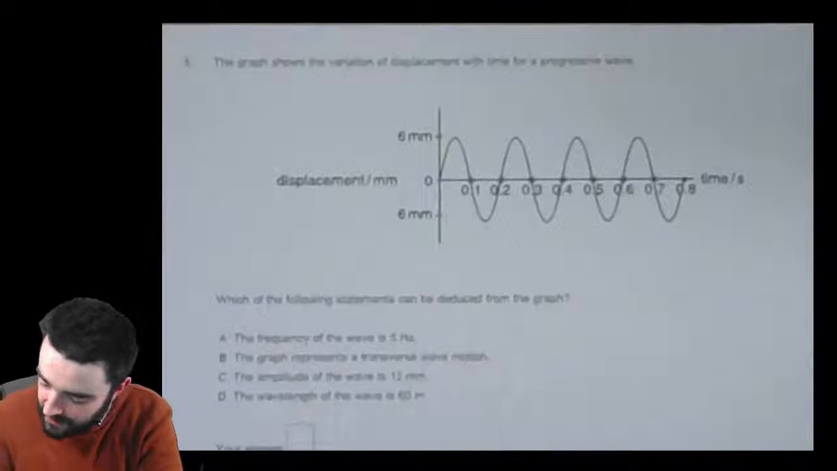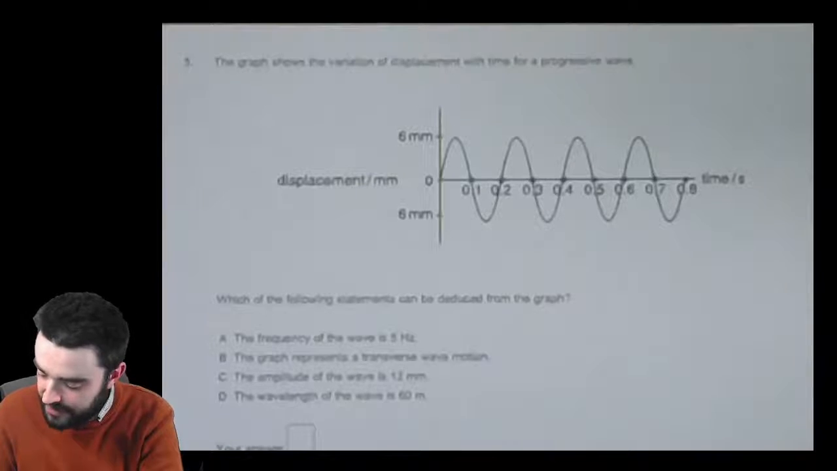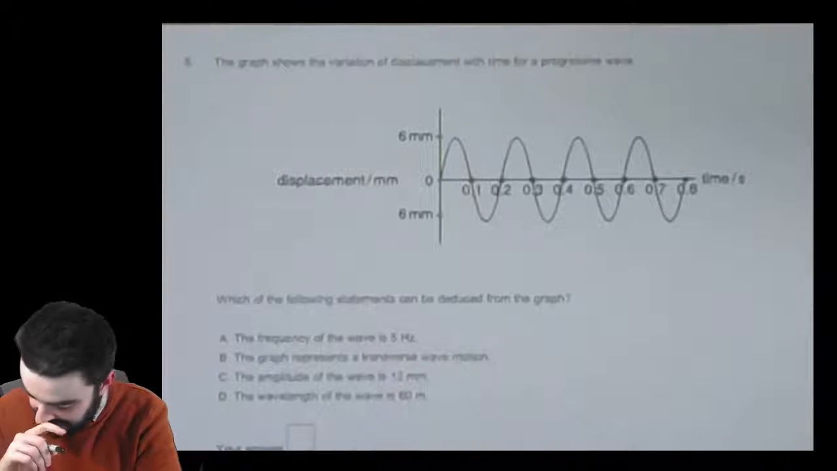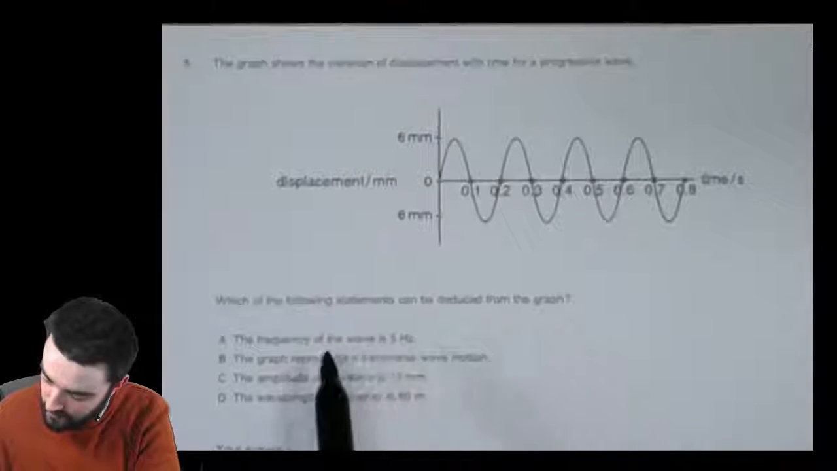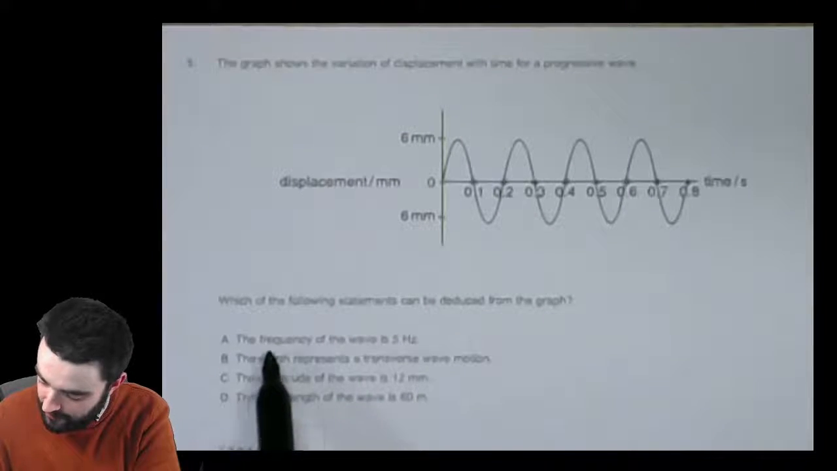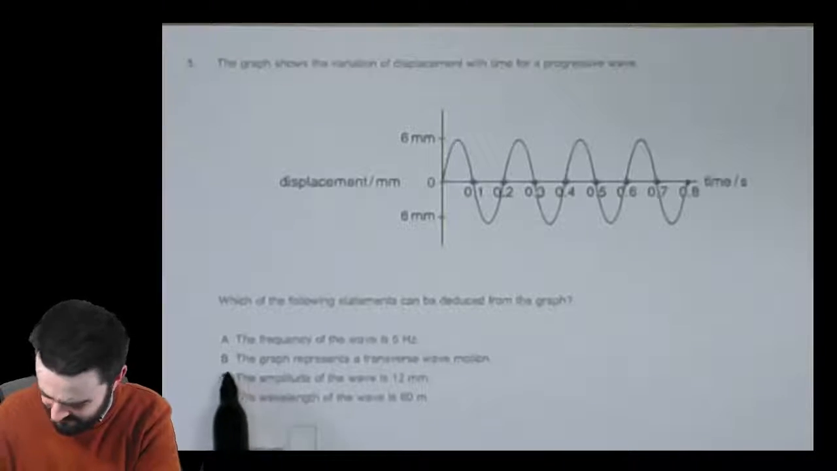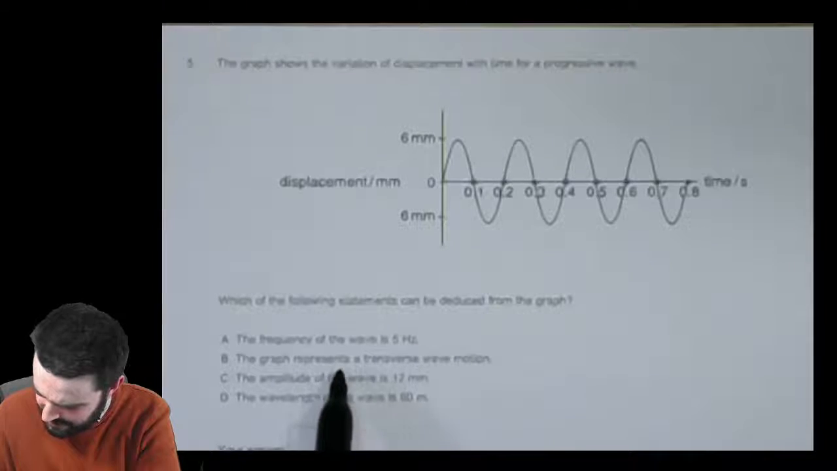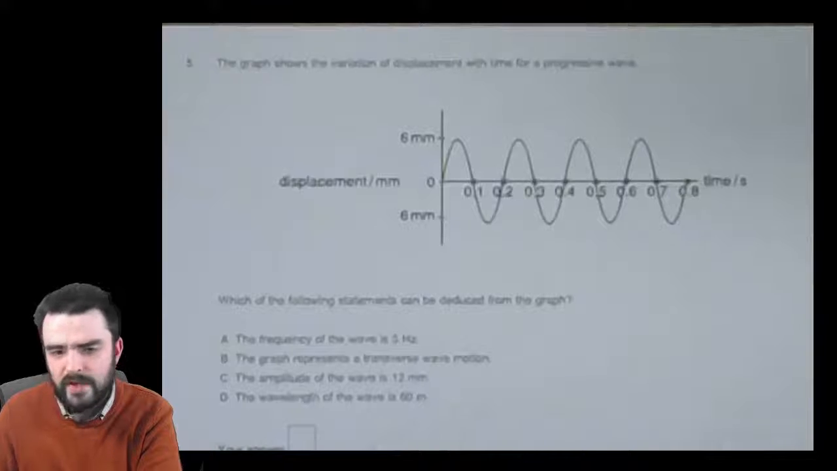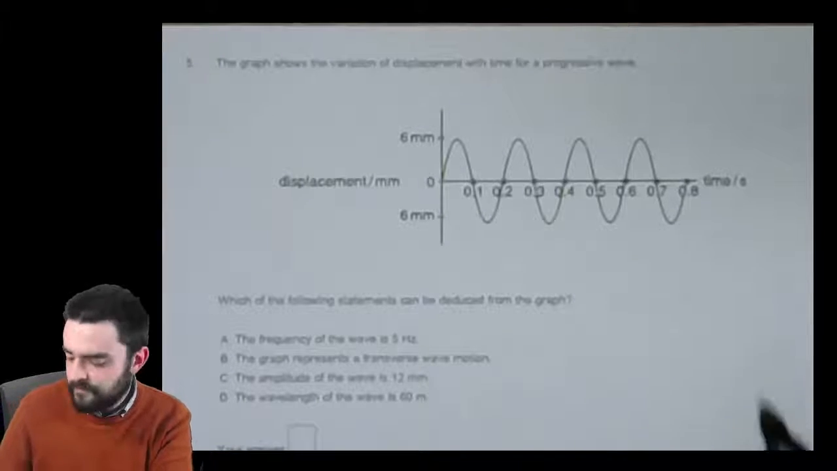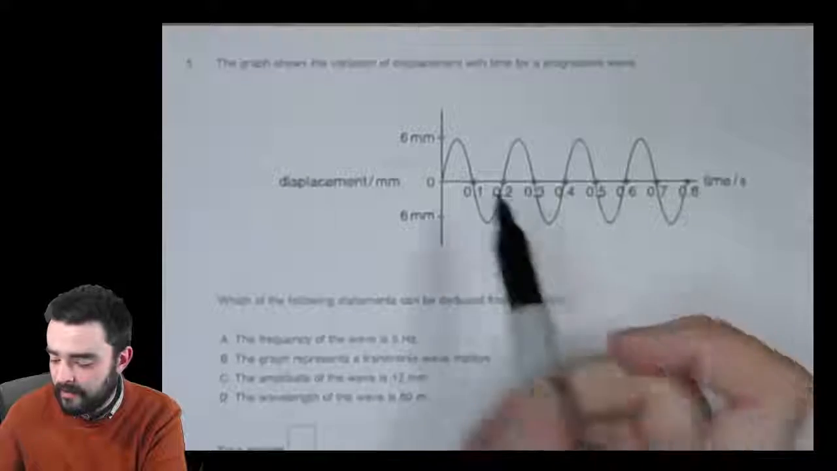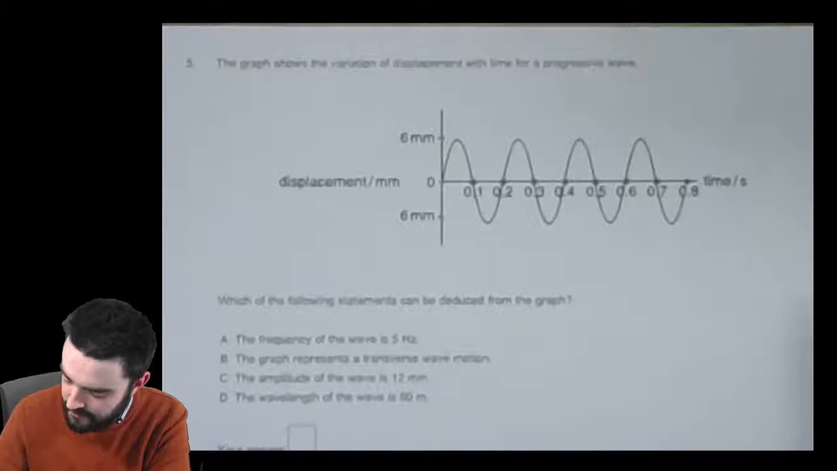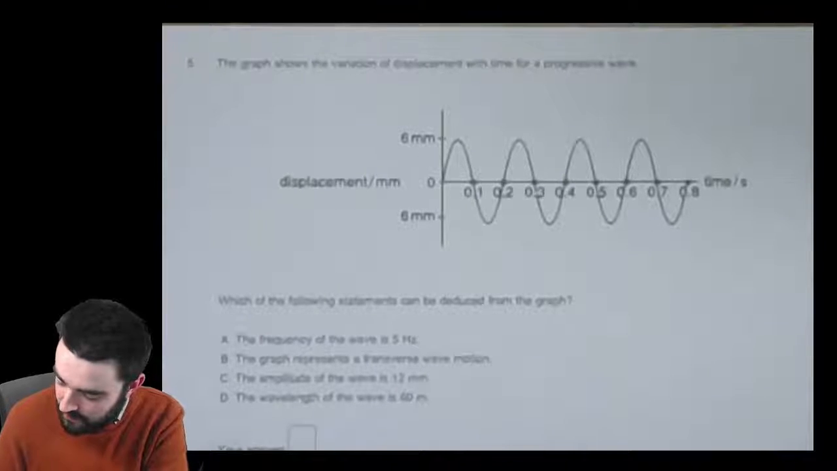So the graph shows variation of displacement with time for a progressive wave. Which of the following statements can be deduced from the graph? Well, we could either work out the frequency of the wave is 5 Hz. The graph represents a transverse wave motion. We don't know that. You could represent a longitudinal wave with this, because this is just a diagram showing displacement against time. The amplitude of the wave is 12 millimeters.